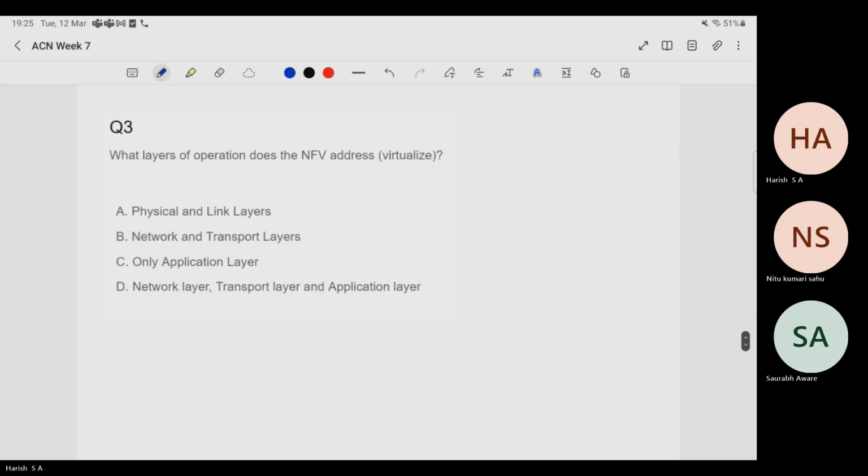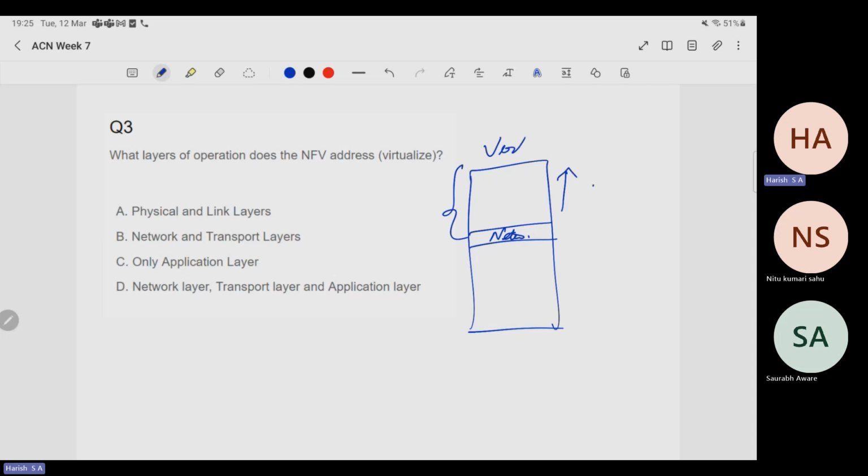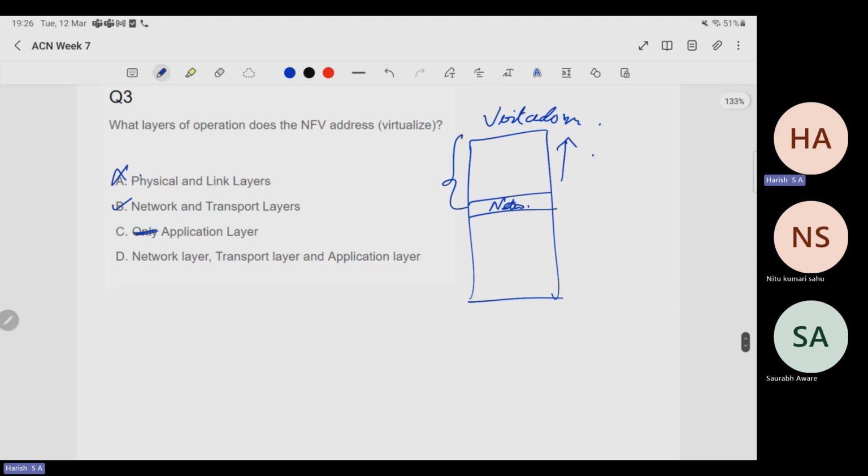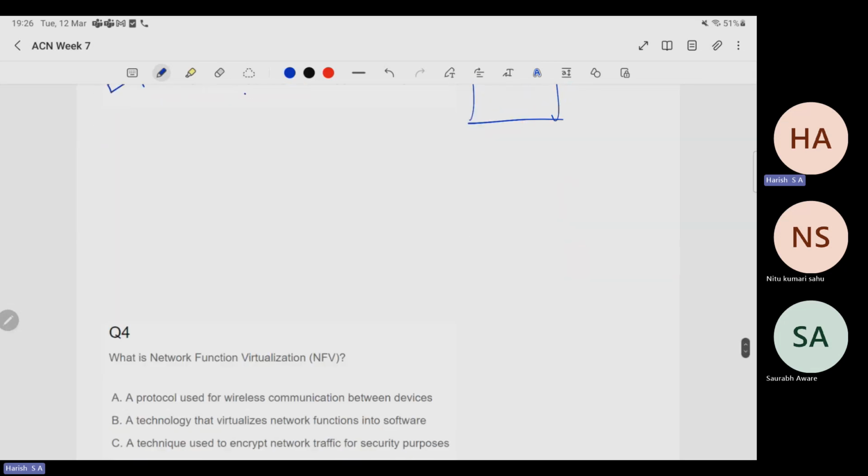Third question, what are all the layers of operation the NFV addresses? Okay, so you have the layers, right? As you were seeing, network layer and above. So this is the part that can be virtualized. Is it only the physical and link layers? No. Is it the network and transport layers? It is, but let's see if there are any better options. Only application layer? It's only there, so this is wrong. Network, transport, and application layer. So this is right. Because this is right, then you don't have to choose this, right? So this is for question number 3.